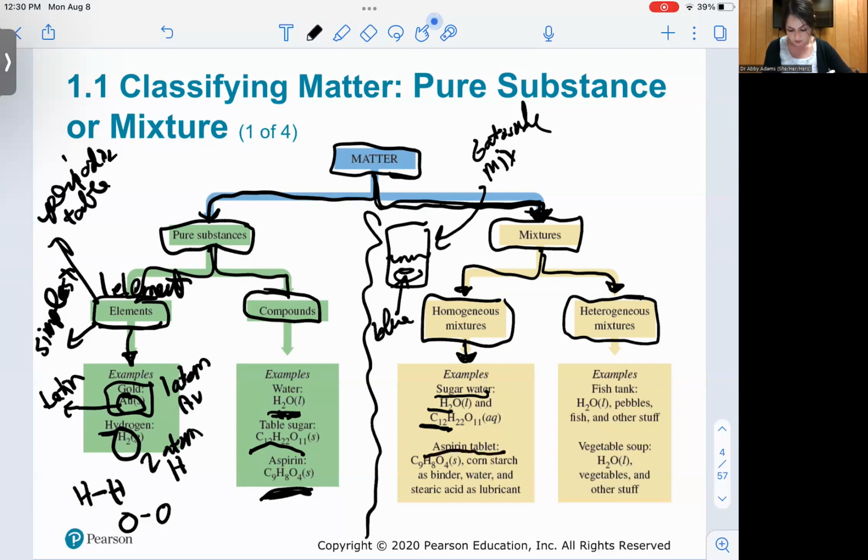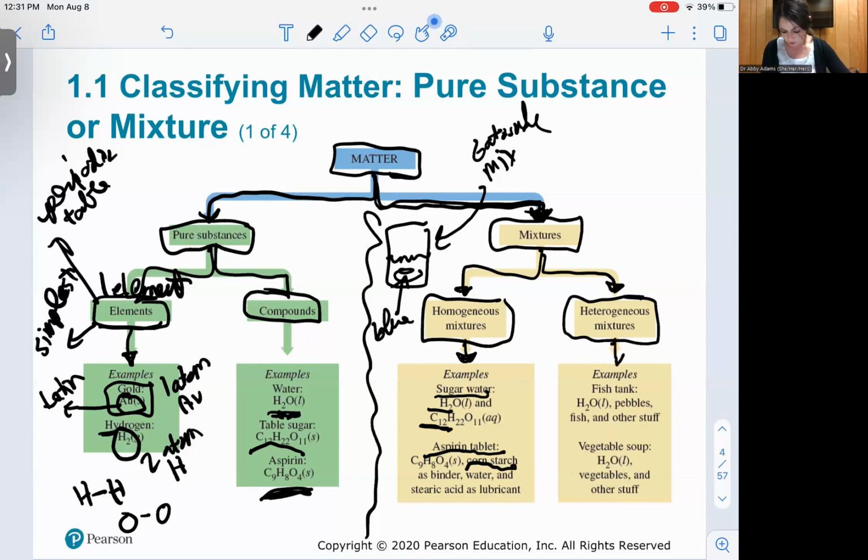And we talked about aspirin earlier. The aspirin tablet is not just aspirin. There are other things there, like cornstarch as a binder, water, stearic acid, made by someone or some machine in a pharmaceutical factory. And so this is another homogeneous mixture.